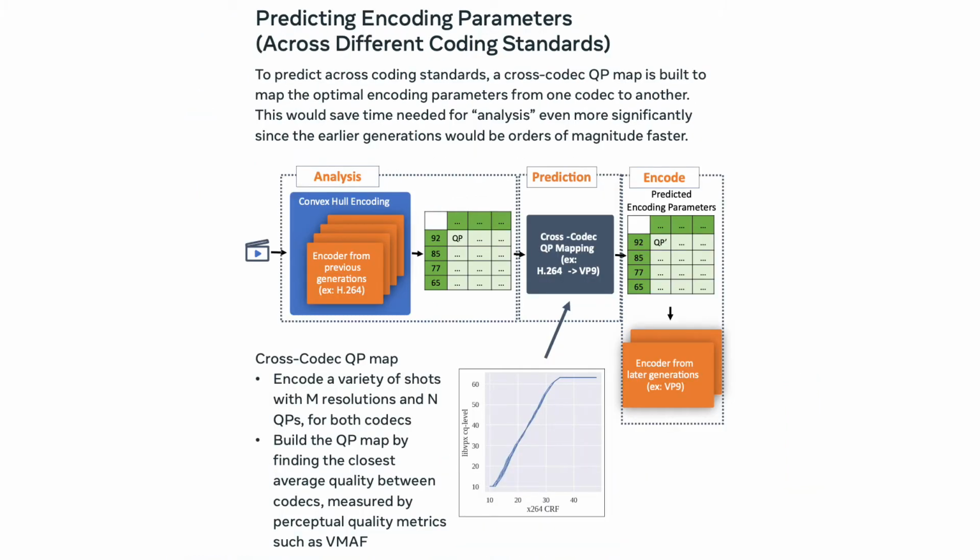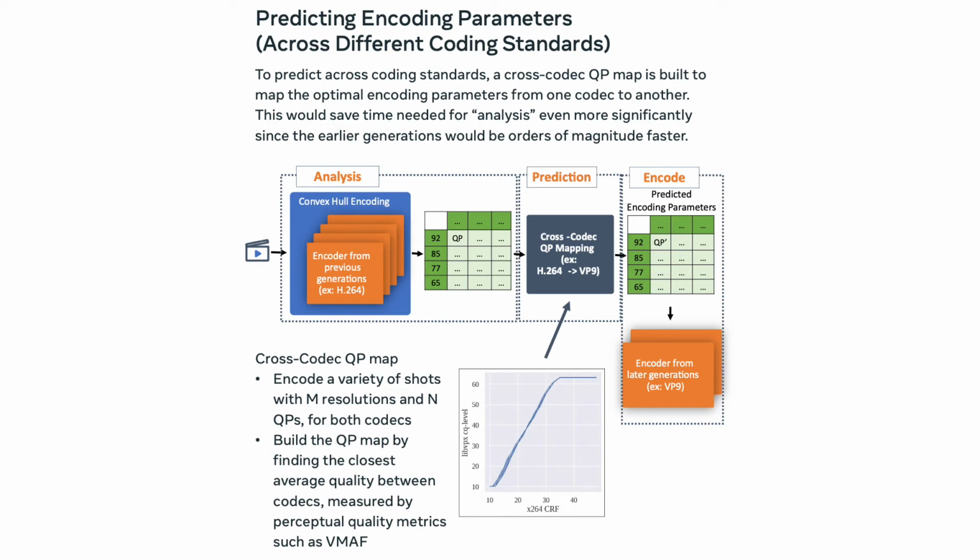In the second approach, we want to be able to predict encoding parameters across different coding standards. To do this, a cross-codec QP map is built to map the optimal encoding parameters from one codec to another. This will save the time needed for the analysis step even more significantly, since the earlier generations will be orders of magnitude faster than the later generations.